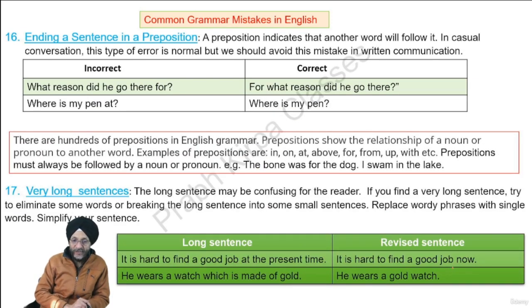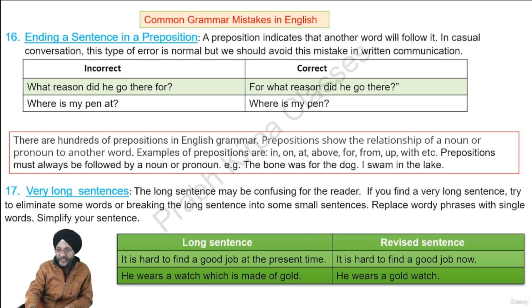Sometimes we end the sentence in a preposition. A preposition indicates that another word will follow it. In casual conversation, when we are really talking to someone, this type of error is common. That is, we may end our sentence in a preposition when we are talking with someone verbally. But we should avoid this type of mistake when we are conveying our ideas and views in written communication.